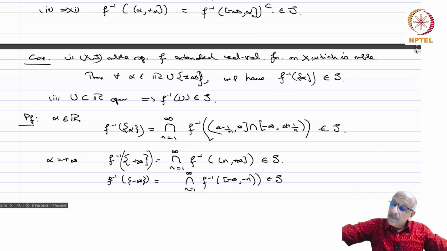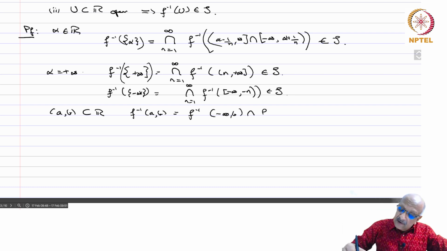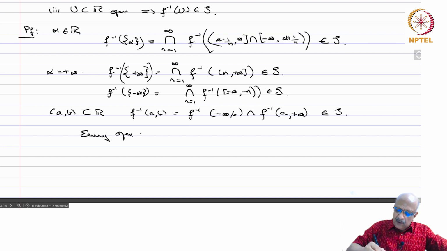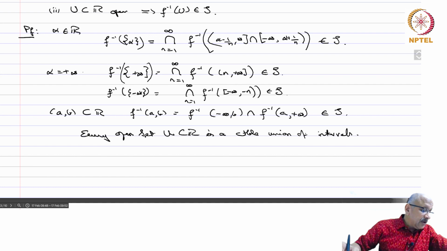Okay, now if (A, B) is contained in R, then you have f inverse of (A, B) equals f inverse of (minus infinity, B) intersection f inverse of (A, plus infinity), and therefore this belongs to S. Now every open set of R is a countable union of intervals, and therefore this corollary is proved.